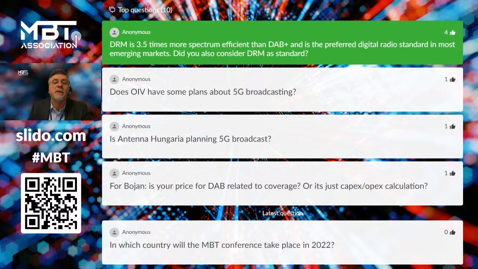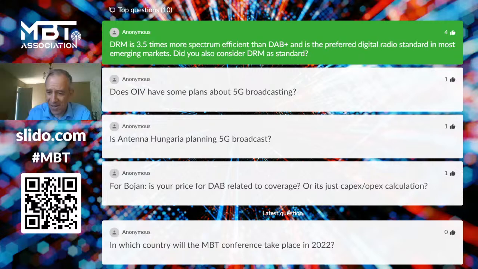DRM is 3.5 times more spectrum efficient than DAB+, and is the preferred digital radio standard in most emerging markets. Did you also consider DRM as a standard? I can start. I'm not sure where this 3.5 times more spectrum efficient figure comes from, but let's park that. It's the preferred digital radio standard in most emerging markets. I'm not sure where the evidence is for that.